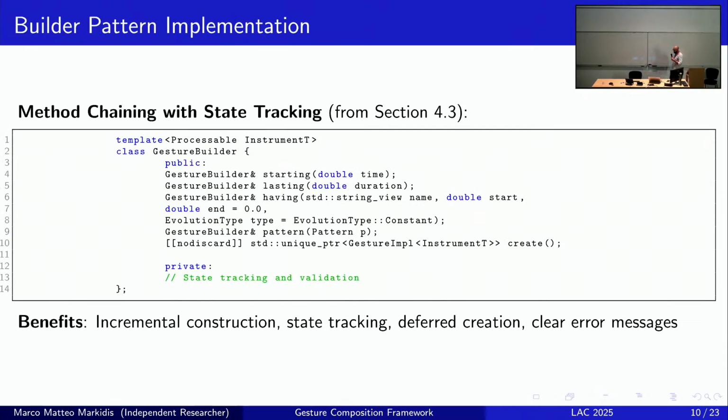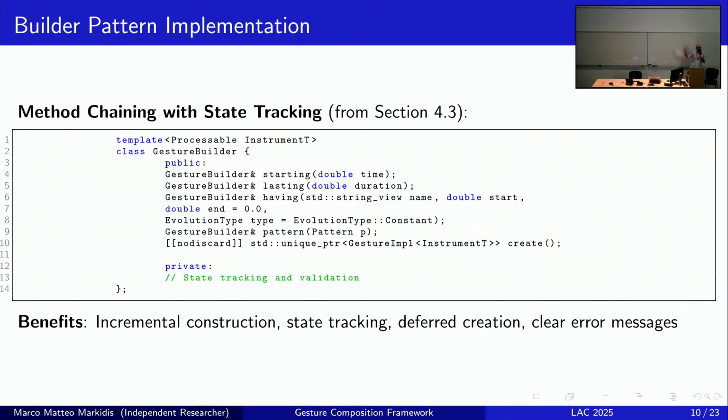So here's just some code. As I mentioned, from where I start, from the gesture builder, I use a builder pattern, and here you can see some idea. Basically, I just use method chaining with state tracking. Effectively, as I mentioned, a gesture is an entity with a starting time, a duration, and temporal evolution of parameters, and any eventual optional pattern.